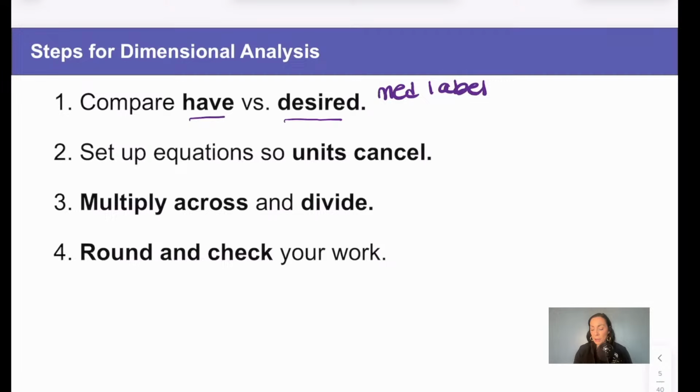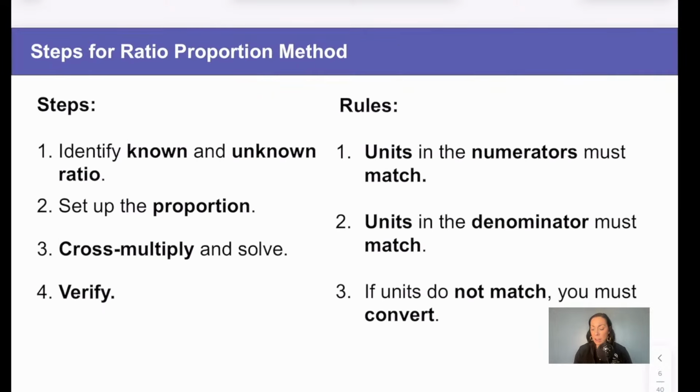All right, so here are our steps for our ratio proportion method. So with these, you are going to identify your known and your unknown ratio. So I think of this as a relationship. We're comparing these numbers. Then you're going to set up the proportion. And remember, that's to solve for X. We cross multiply in these problems and solve for X. And then, of course, verify. Now, what's really important if you are a ratio proportion person is that you follow these rules. Otherwise, the math is not going to work for you.